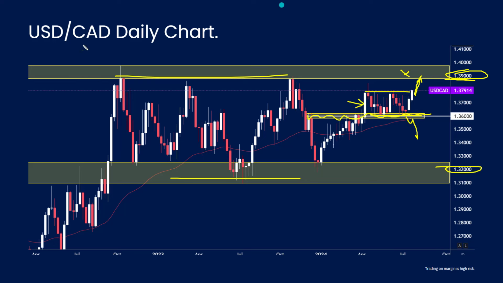Because what does that mean? It means that the CAD is getting weaker, so they're hedging their positions. But it's going to come to a point where we might see a rejection at these weekly highs again. So that's what I'm kind of looking at. We're coming up into a very big area of resistance. Could this be the area where price starts to reverse from?